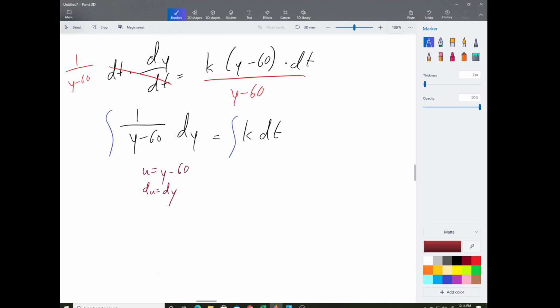So we have here 1 over u du, and the integral of 1 over u du is the natural log of u. On the other side, we're taking the integral of k. All we have to do is put a t on there. But we do have one more thing, because it is an indefinite integral, so you do need to have your plus c. And again, it doesn't matter where you put your plus c.